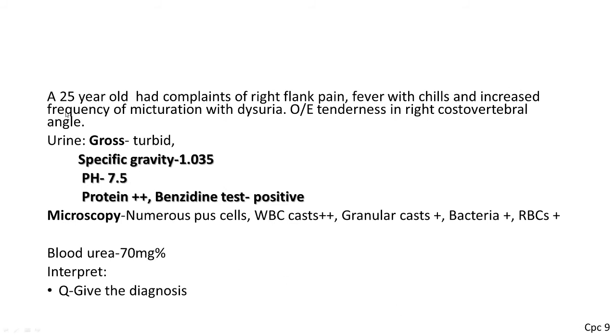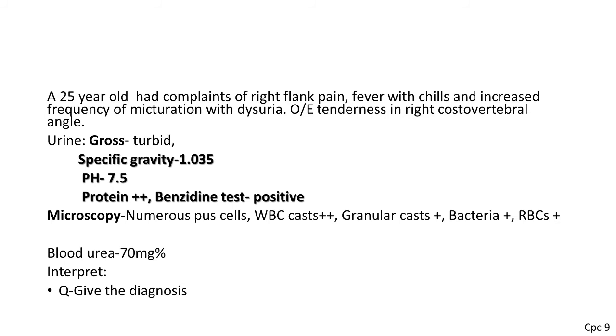Now the next case is case number 4. A 25-year-old complains of right flank pain, fever with chills, and increased frequency of micturition, dysuria. On examination, there was tenderness in the right costovertebral angle. Grossly, the urine was turbid. Specific gravity was 1.035, pH was 7.5, protein was 2+, and benzidine test was positive. On microscopy, numerous pus cells, WBC casts, granular casts, bacteria, and RBCs were seen, and blood urea was 70 mg%, which was increased.